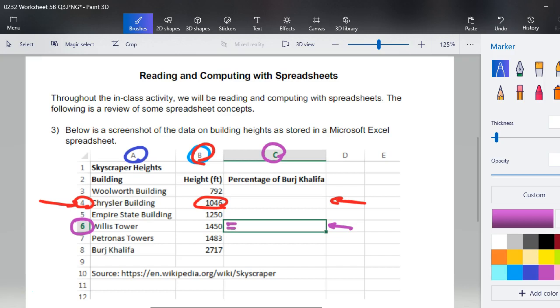We always start with an equals. And in this case, we're going to ask it to take the information for the Willis Tower, which is B6, and we're going to ask it to divide it by the height of the Burj Khalifa, which is B8. But our question says they want us to have this in a calculation of percentage. So depending on how you have your spreadsheets set up, this could give us a decimal value. So I'm going to insert some parentheses and then say when we're done, let's multiply it by 100. There are multiple ways to do the equation, but this completes our lesson 5B.